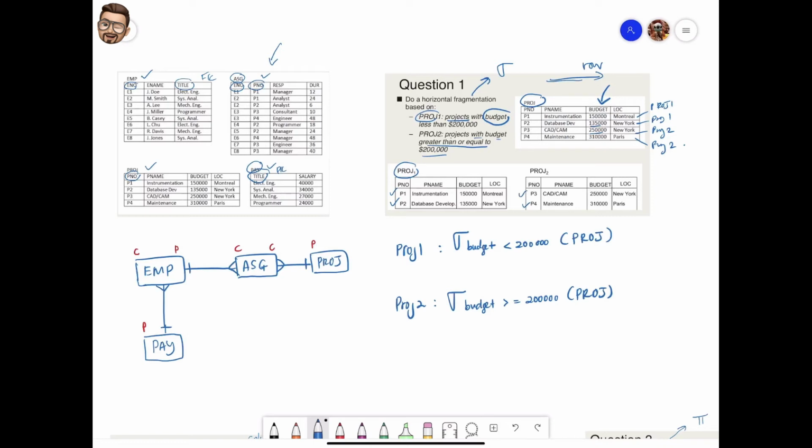Since we divide the rows, the columns for each fragment will be the same: P number, P name, budget, location. Because we divide the rows, we get the same schema. However, the data will be different. Two data over here and two data over here. It depends on how much data you have inside your database. This is just an example; supposedly, there will be more data.